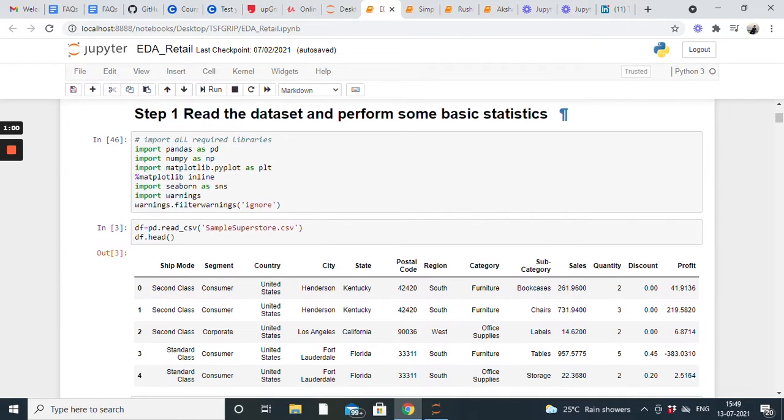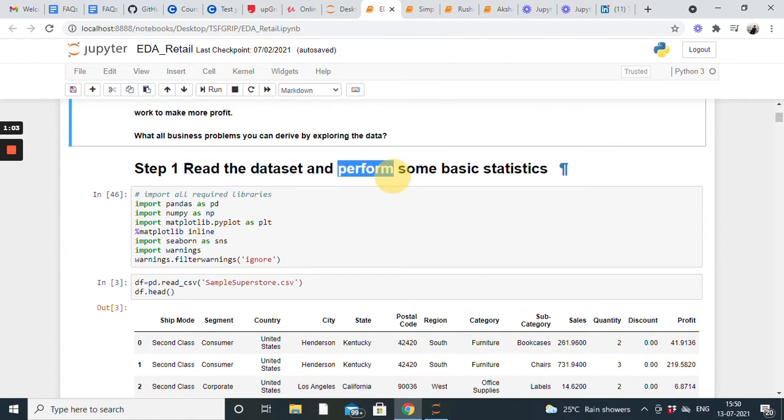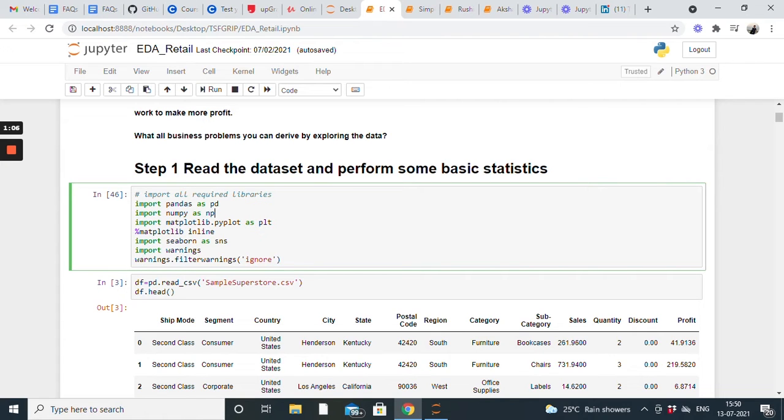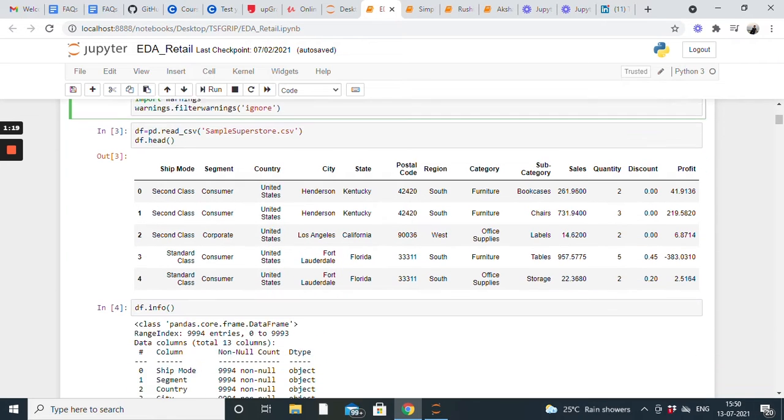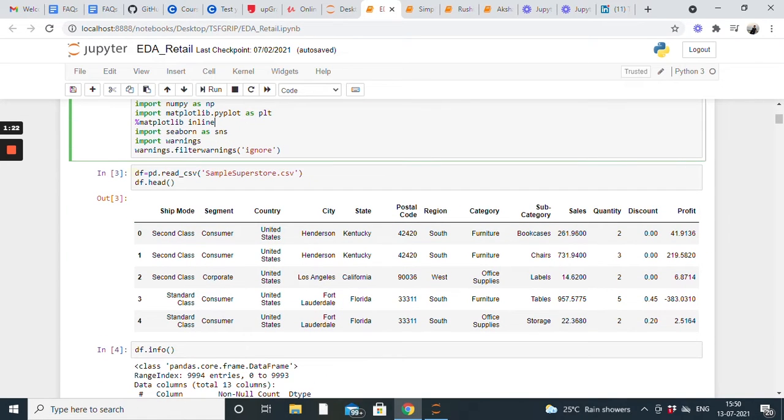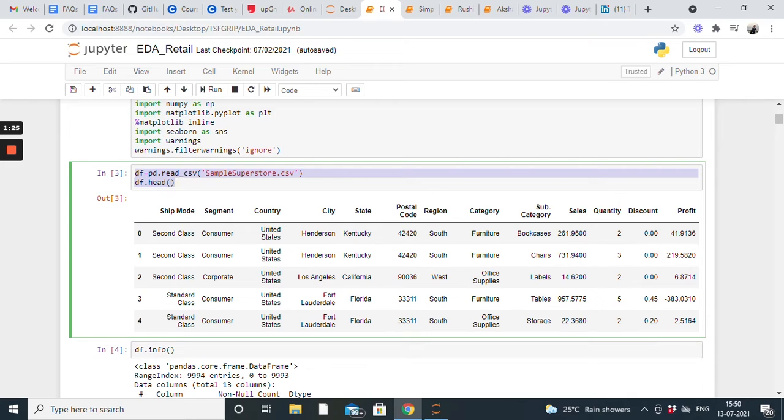Step 1 will be reading the data and performing some basic statistics. Here I have imported all the required libraries, like NumPy, pandas, matplotlib, seaborn, and warnings, because I don't want any warnings in the background. First I have to read the CSV file where the sample store data is. I'm reading it with the pandas read_csv function and going with .head. So these are the columns: ship mode, segment, country, city.